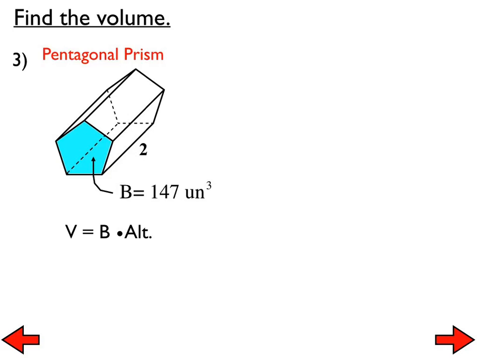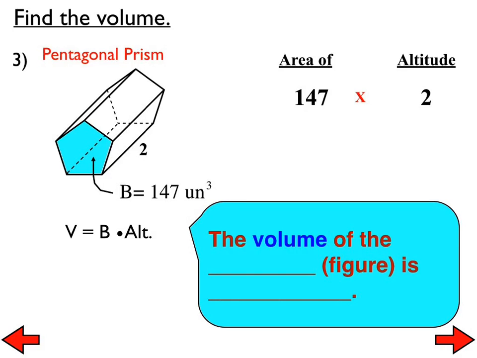The area of the base is 147. The altitude is 2. We still just have units for units, so the volume of the pentagonal prism is 294 units cubed. Any questions with number 4?